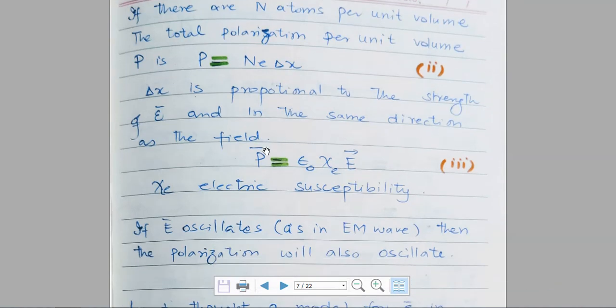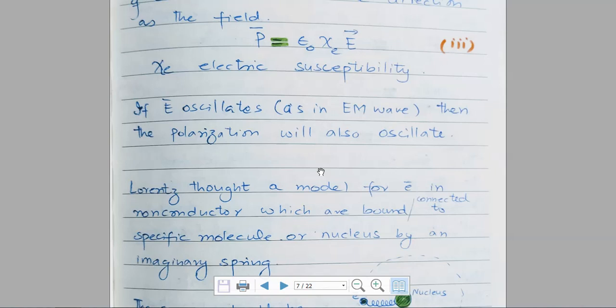Now, if you consider a linear dielectric, then the polarization should be proportional to the electric field, and epsilon into chi is the proportionality constant. When you replace the proportionality constant, you will have epsilon into chi e. Chi is the electric susceptibility.